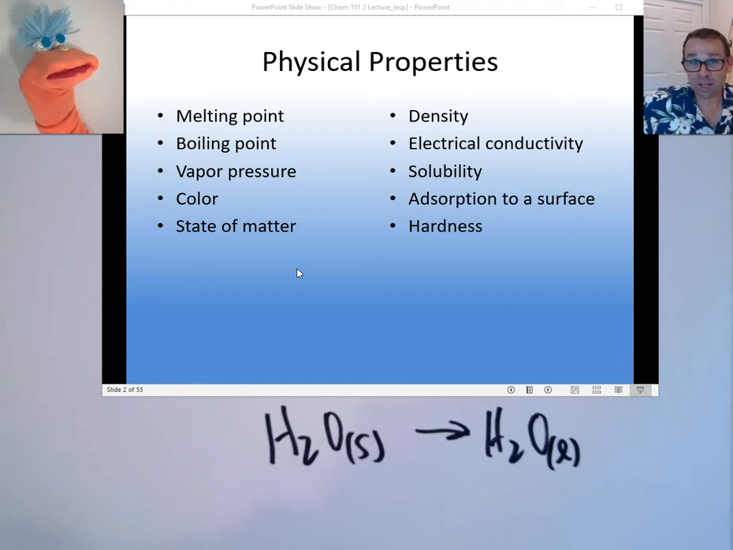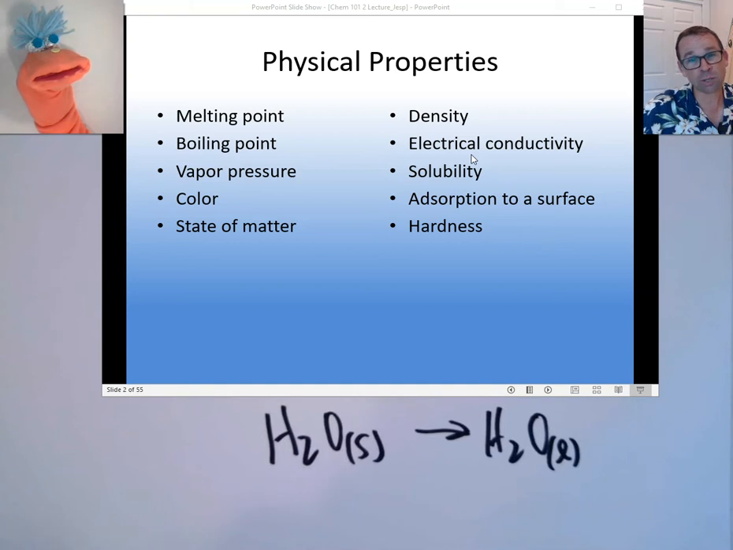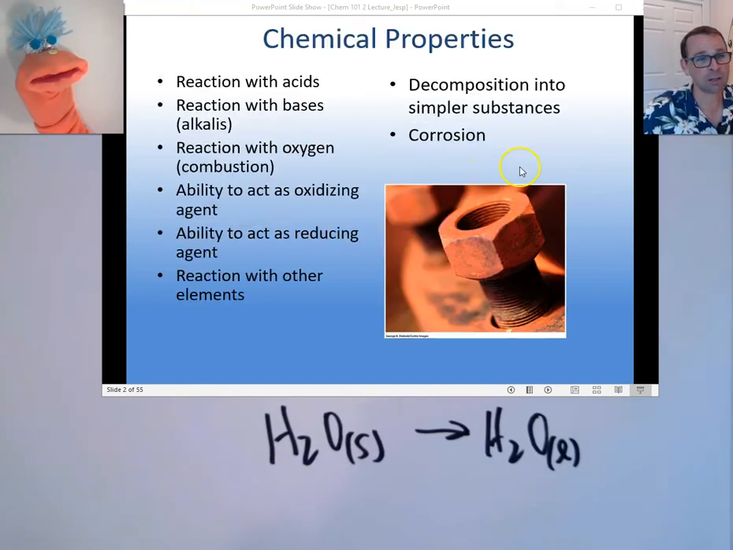And notice that the chemistry in between the oxygen and the hydrogen hasn't changed. We have the same compounds on both sides, all right? So the color, the density, the electrical conductivity, these types of things are not related to an actual chemical change. They're just a physical property, all right?